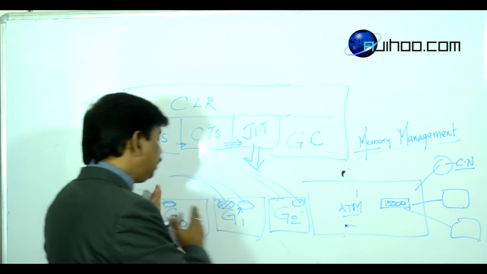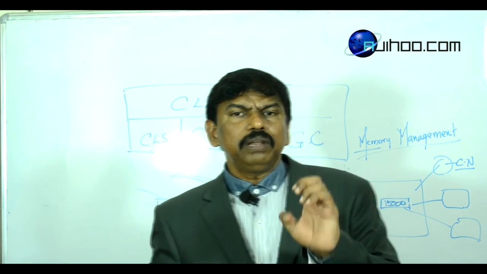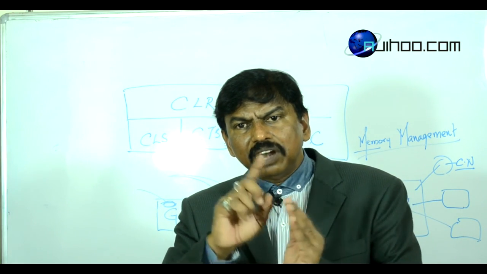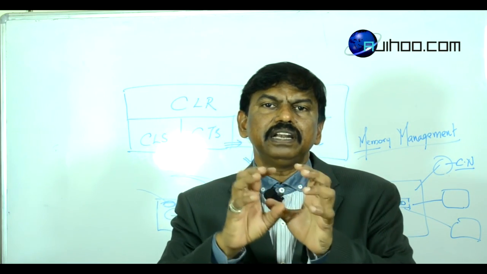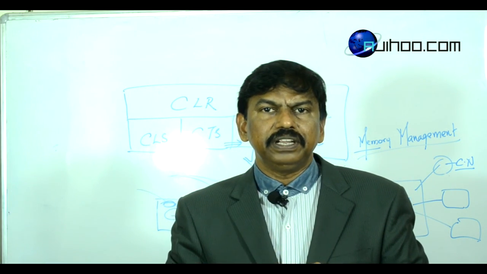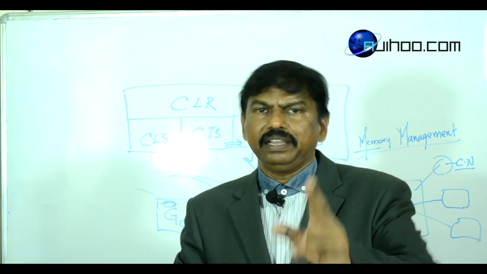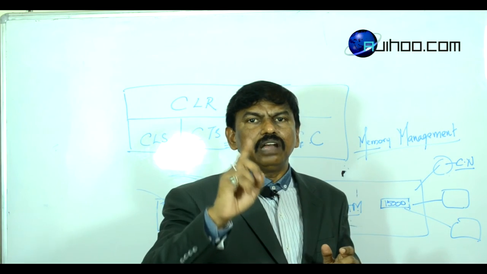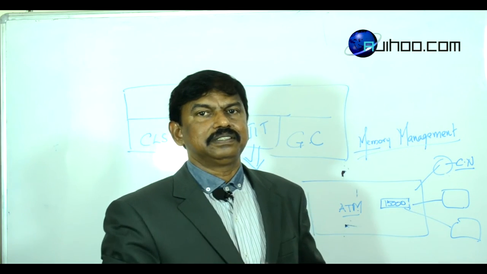Like this, generation 0, generation 1 and generation 2 are the memory blocks maintained by the garbage collector. The garbage collector will automatically allocate and deallocate the memory. As and when it is required, it will allocate. As and when it is not required, it will deallocate the memory. This allocation and deallocation of memory is conducted by the garbage collector. That's why this is called the background memory management process.